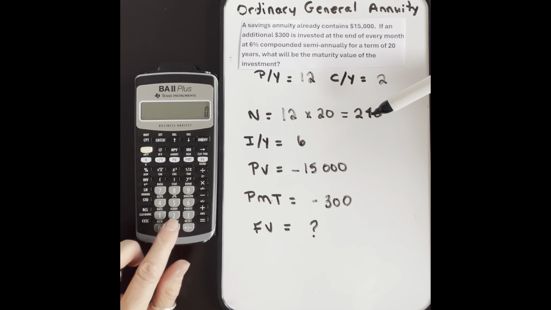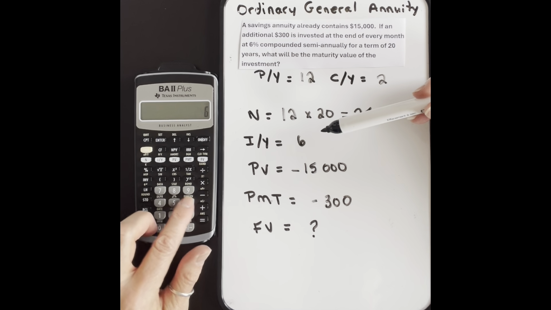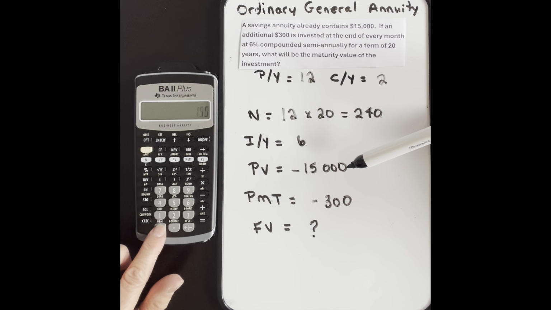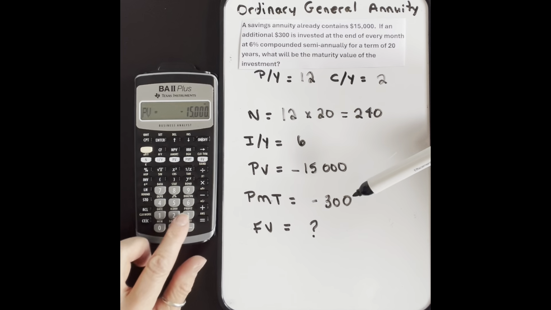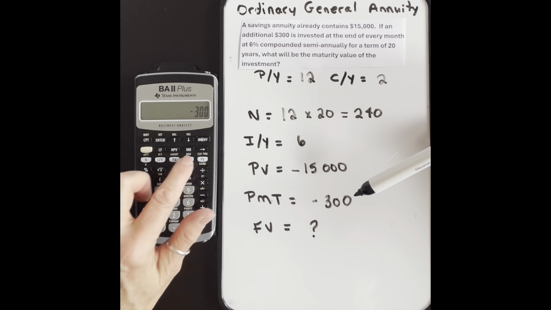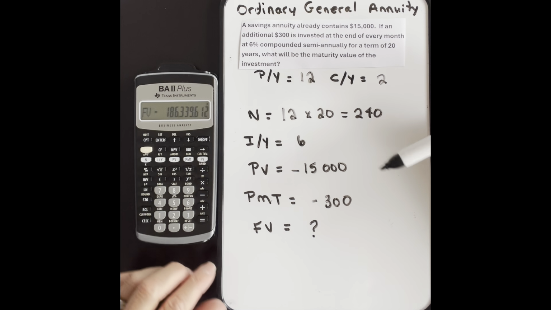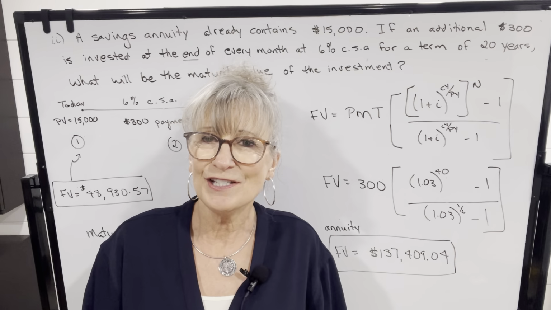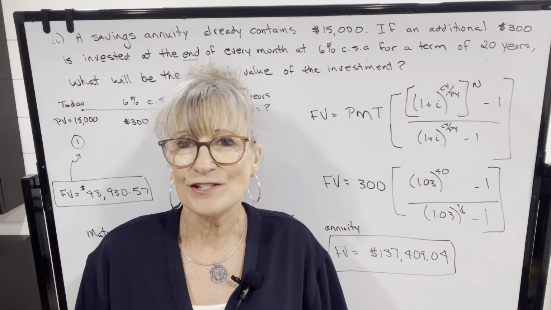Now we're going to enter these values. 240 is N. 6 is I/Y. Negative 15,000, so 15,000, make it negative, is present value. Payment is negative 300. And we want to compute future value, so compute future value. And we get a future value of $186,339.61. As you can see, using your calculator functions for time value of money, it's much easier than actually doing it through the formula.